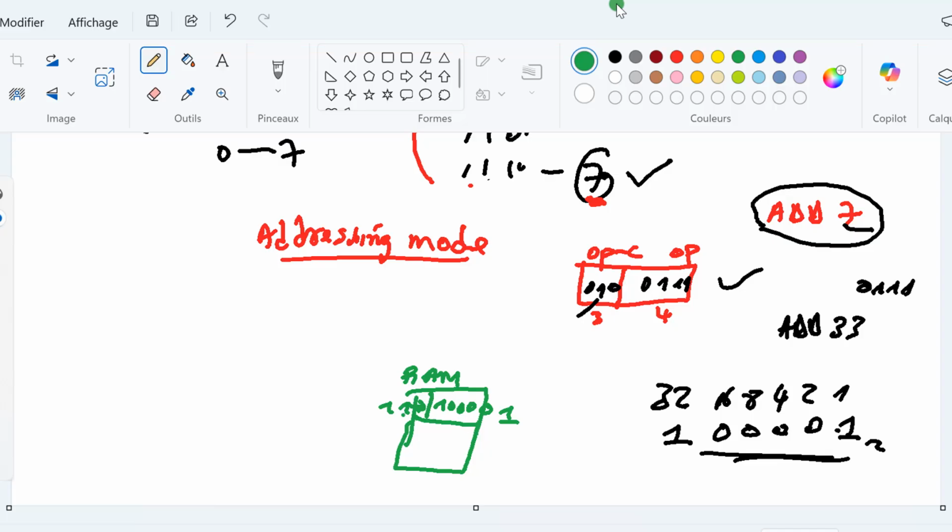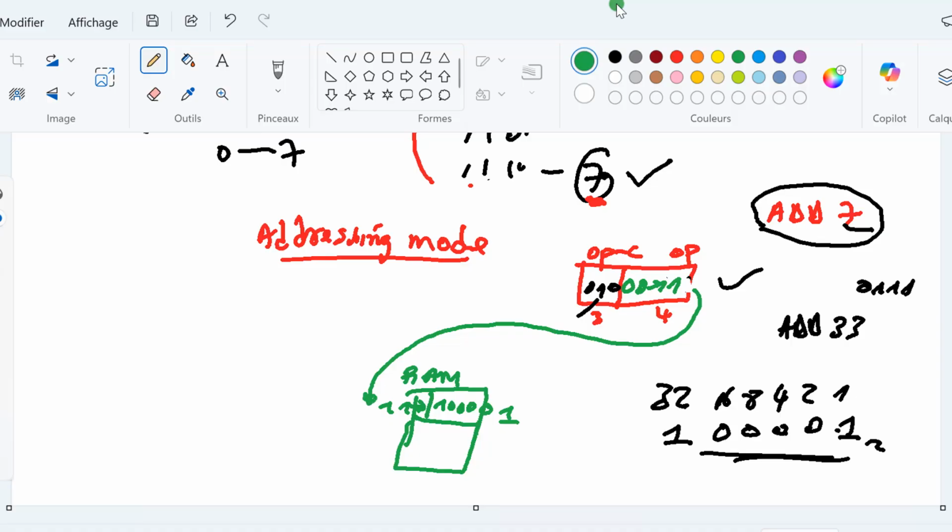Good. Now, if the address is 1 1, it simply means that at the level of the instruction, let me just use an eraser, I'm no more storing the value directly, but I'm storing the address. The address is 1 1. And this address, you must also code it to 4 bits, so you just put 0 0 here. So here you're storing the address to access your data.